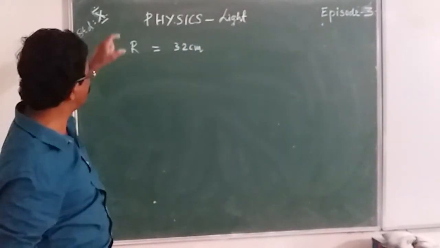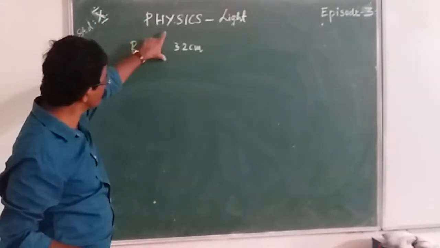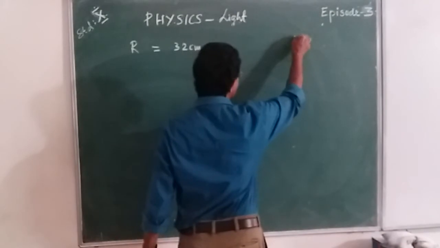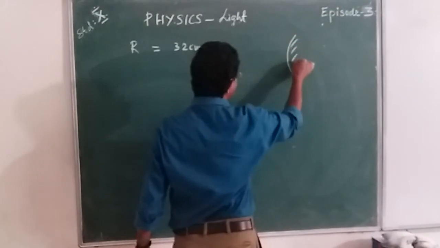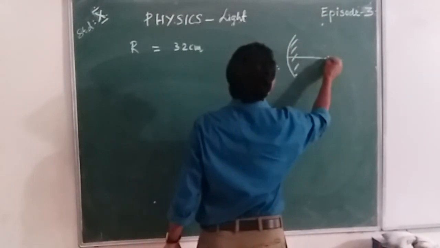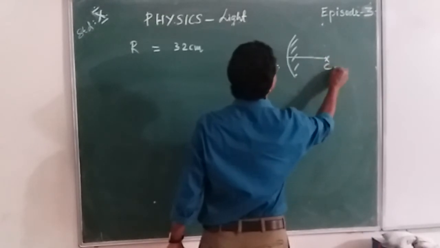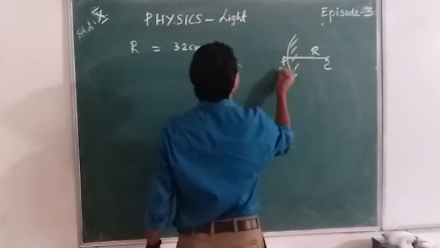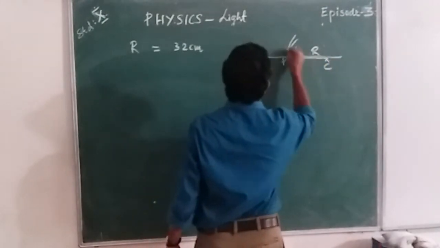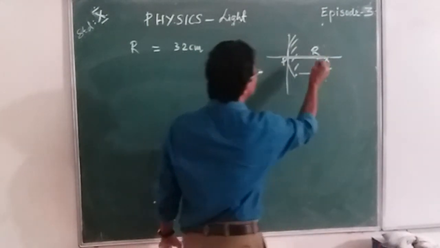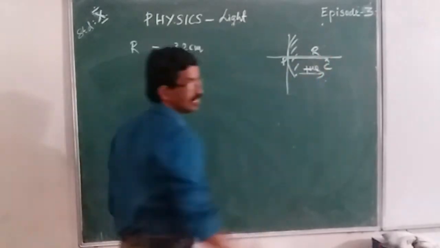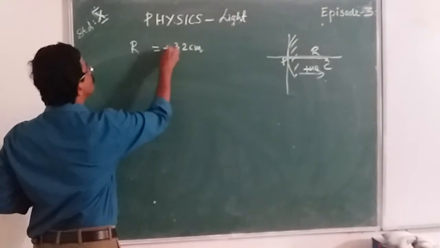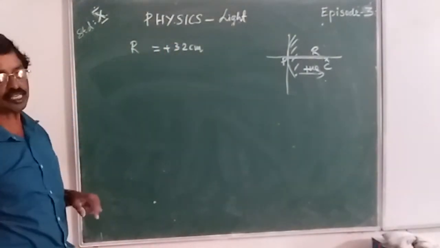At first you want to see, is it positive or negative? See, this is a convex mirror. Here comes its center of curvature. This distance is radius. This is pole. This is just like a graph. This side value is positive. Hence, radius of curvature is positive. So R is equal to positive 32 centimeter.